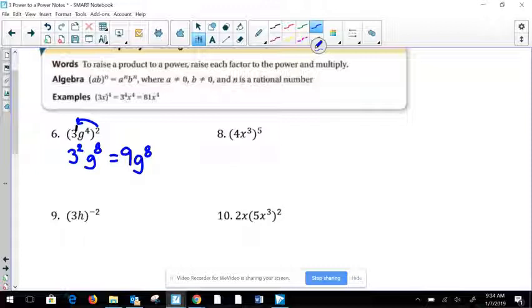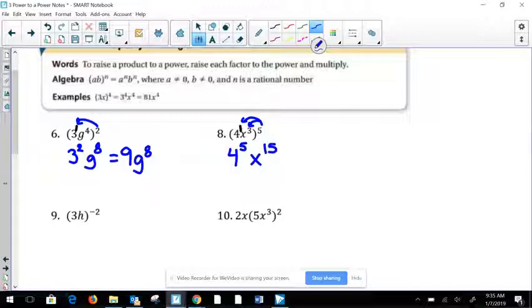Let's try 2 more like these ones. Okay, so let's look at number 8. Again, what number are we going to put up top with the 4? A 1. And again, we're doing that because I don't want you to do 5 times 4. That's not right. You need to do 5 times the little exponents. So 4 to the, what is 1 times 5? Good, 5. And then x to the 3 times 5 is 15.